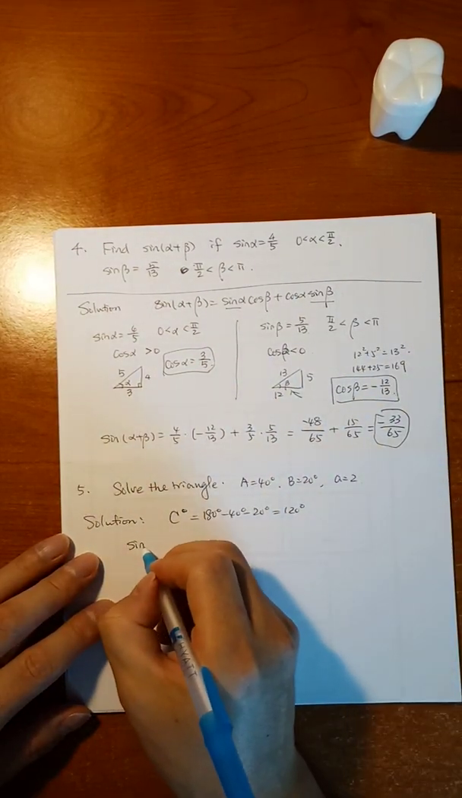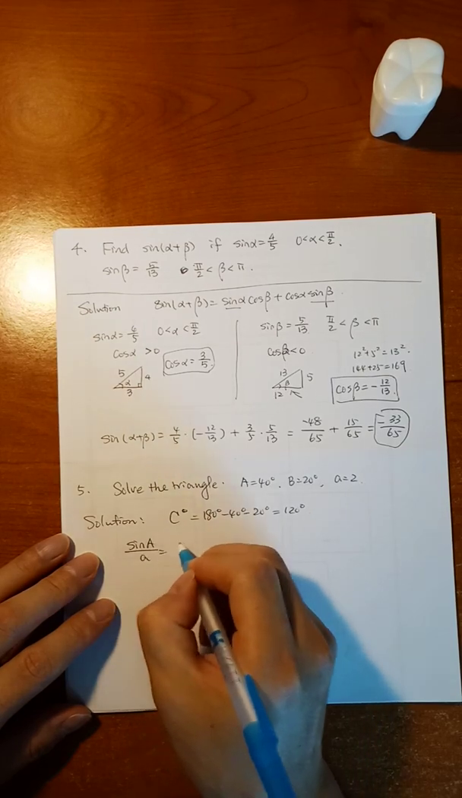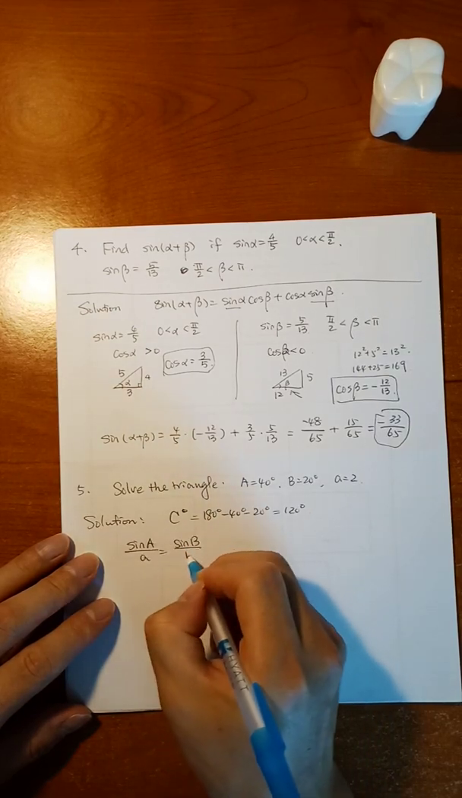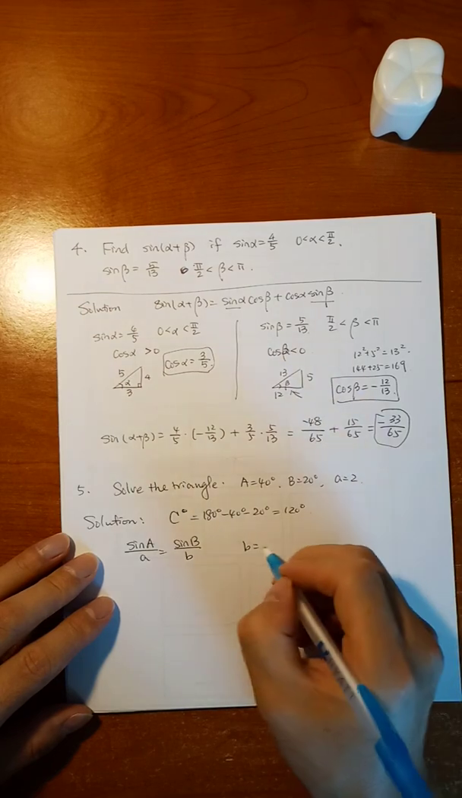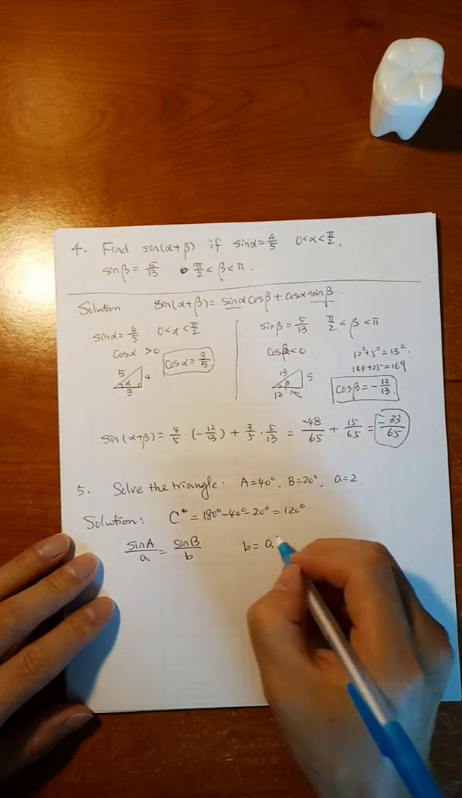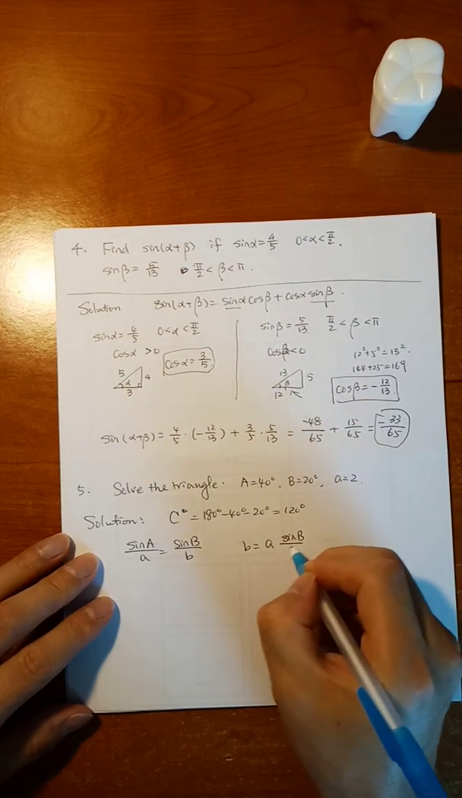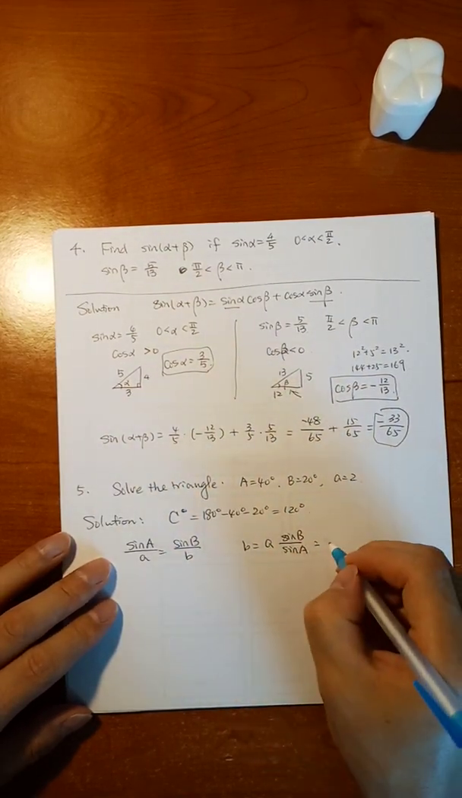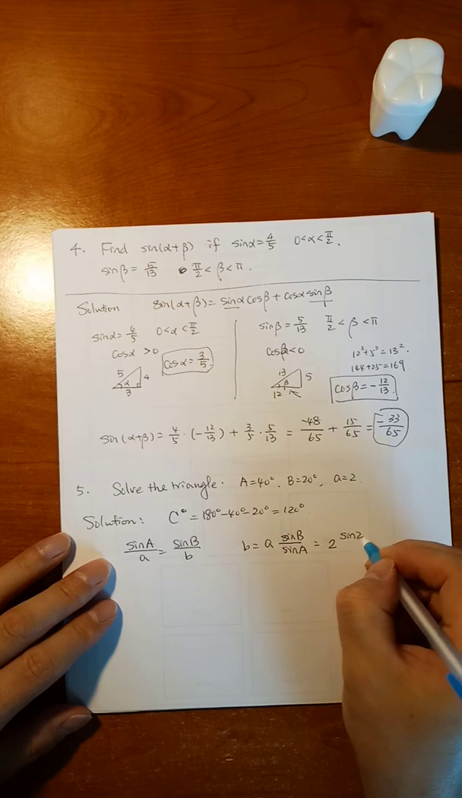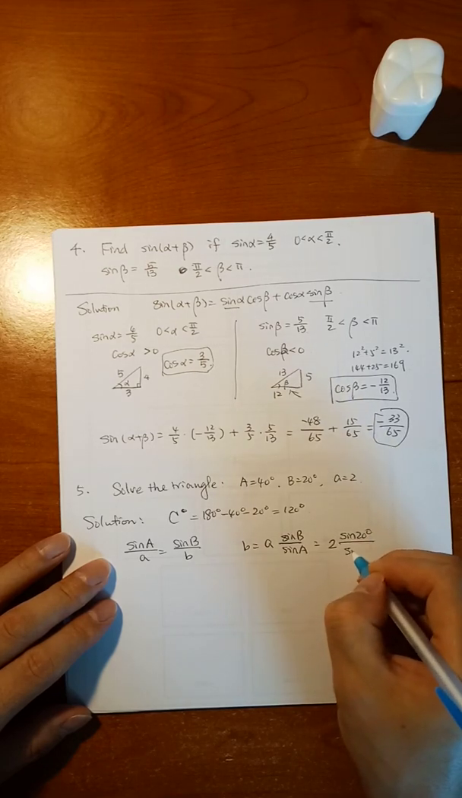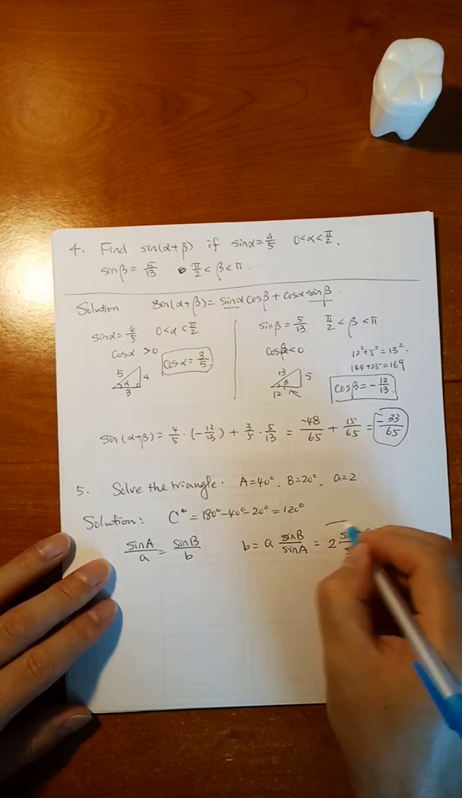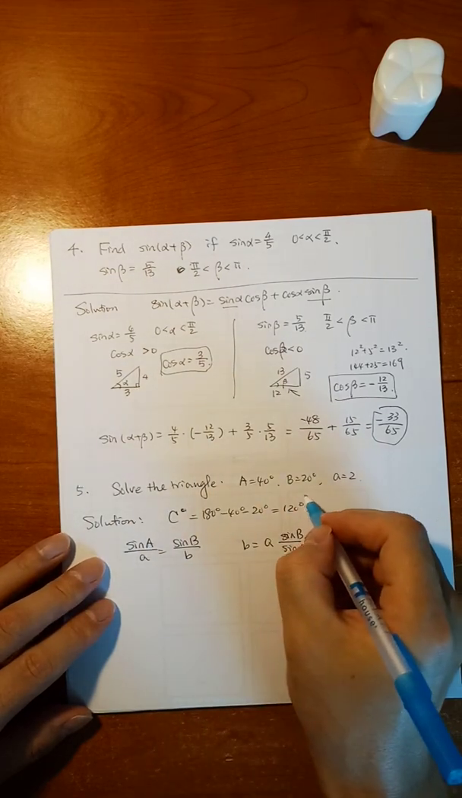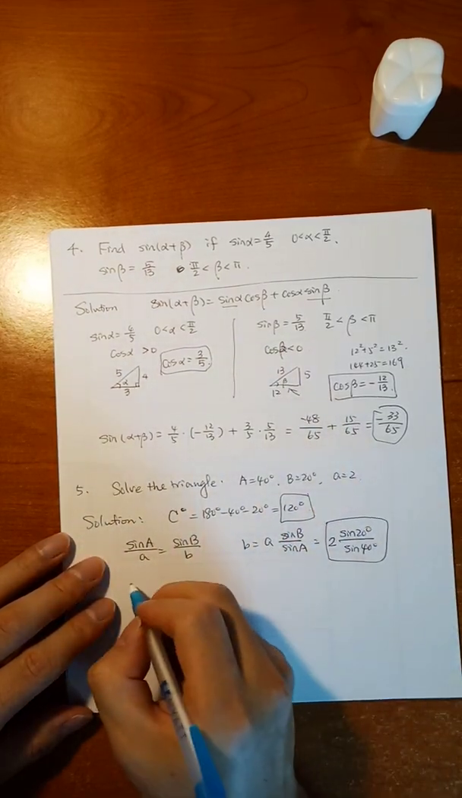And sine A over a is sine B over b. So you get b is a times sine B over sine A. Here a is 2, sine B is sine 20, sine A is sine 40. So this is one side. So we have one angle and the other two sides.